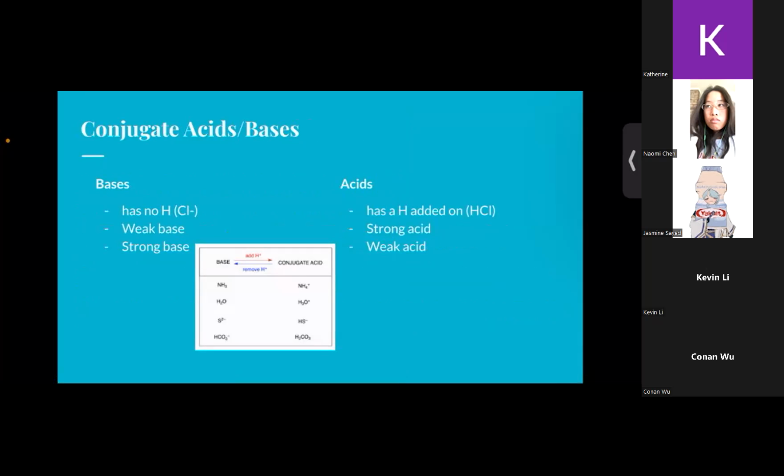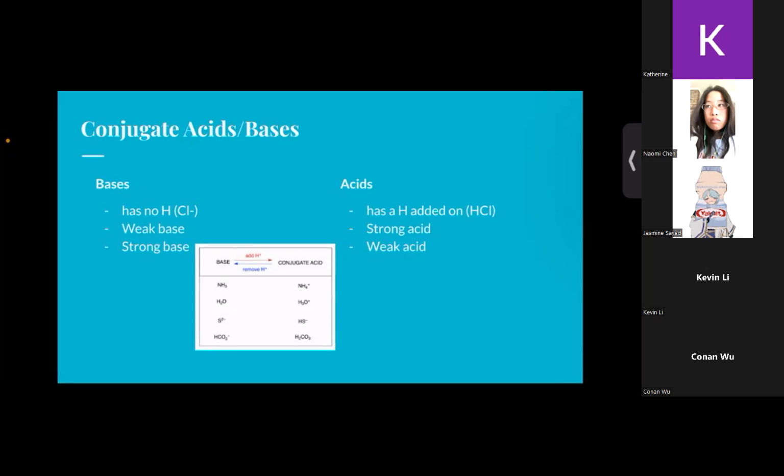And then on the other side, for its acid or its conjugate acid, you're looking for an extra H, such as HCl. There you have HCl as the acid and Cl minus is the base. These two are a conjugate acid-base pair.